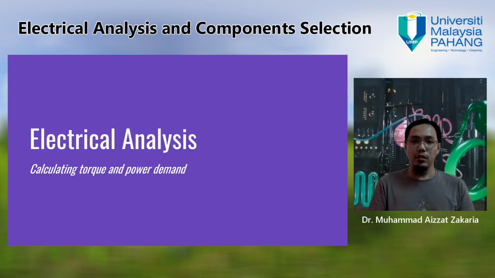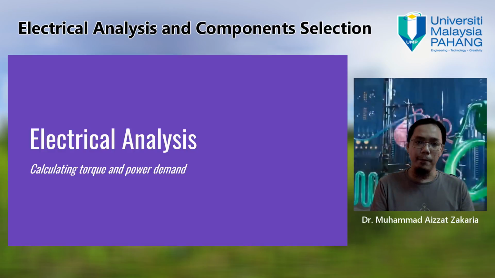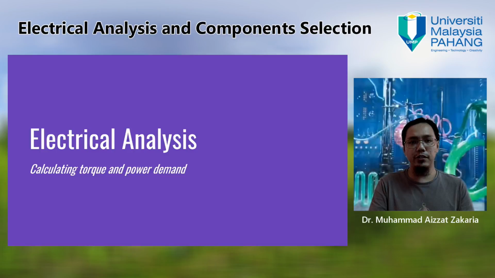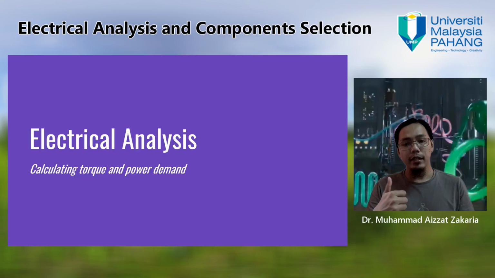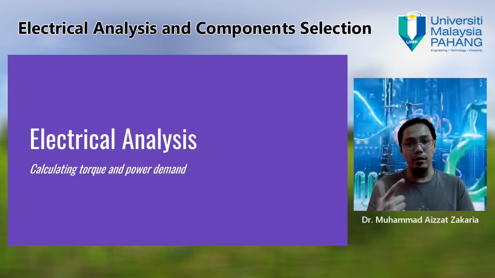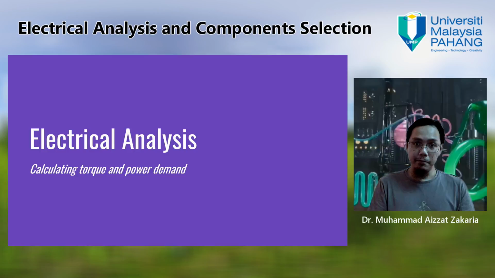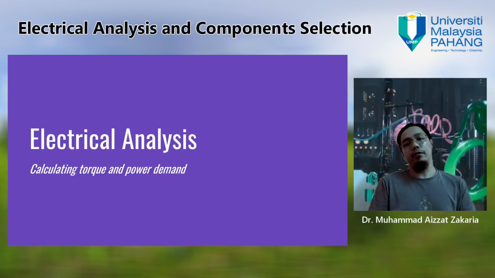And we go with the electrical analysis of our system. For the electrical analysis part, there are 2 parts that are very important. First is how we calculate the torque of our system, and the second is the power that is required by our system. If you miscalculate these 2 things, you are going to have a problem later when you are developing your system.